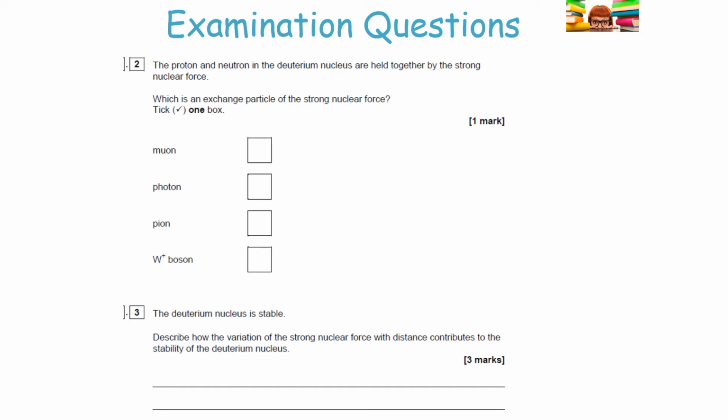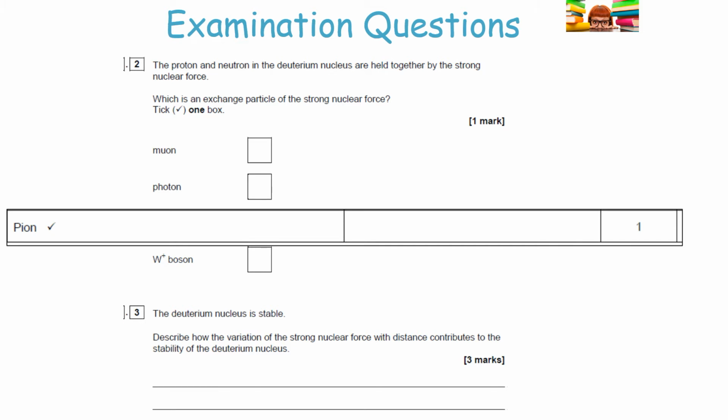Right, so the first one is just knowledge, it's just a fact. Muons are leptons. Photon is the exchange particle of the electromagnetic interaction. The W plus boson is of the weak nuclear interaction, so it's a pion. Now remember, it's a pion if it's between quarks for the strong nuclear force, but if it is between particles, we tend to call it the gluon.